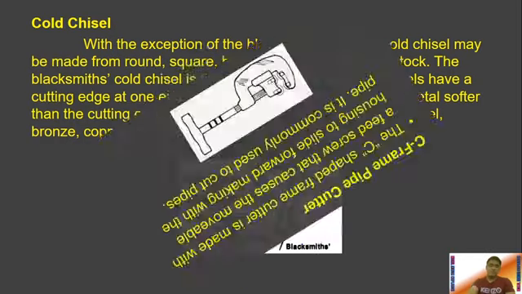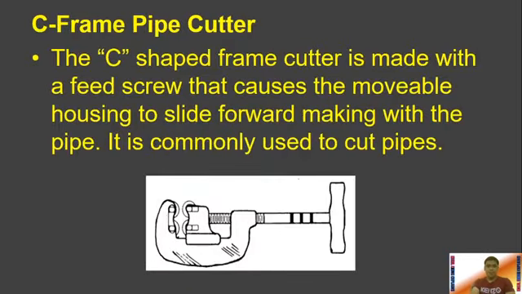Then we have the C-frame pipe cutter. So the C-shaped frame cutter is made with a feed screw that causes the removable housing to slide forward, making contact with the pipe. It is commonly used to cut pipe. This is the screw with which we tighten, and this one will move. Then if we put our pipe here, the pipe will be held tight in this position.